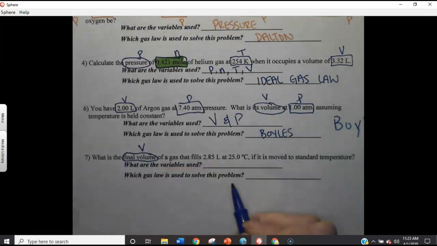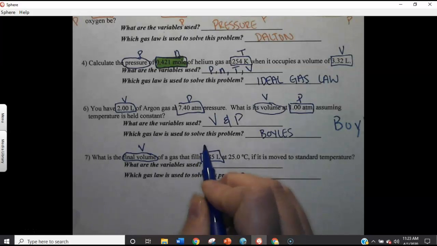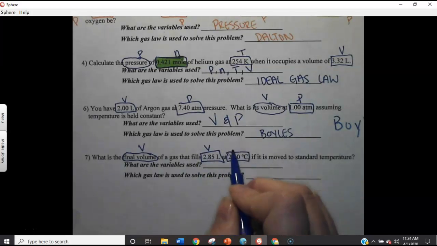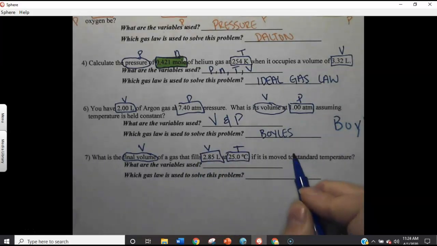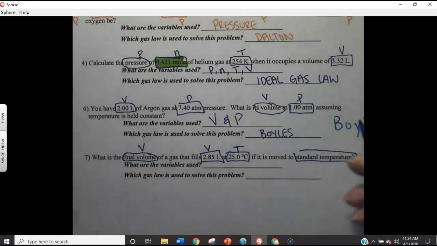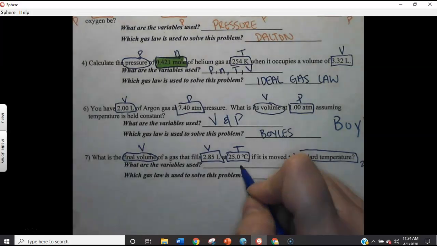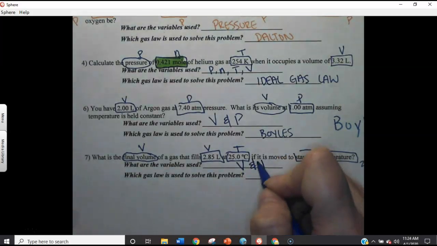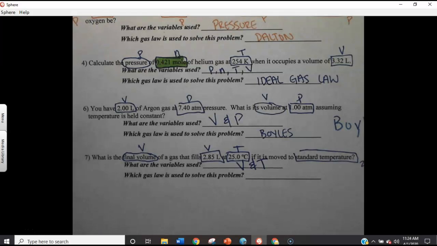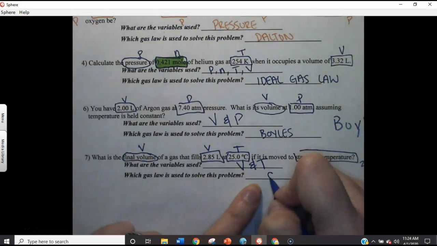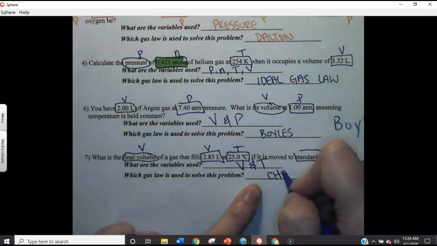What is the final volume? Okay, so there's a volume of a gas that fills some liters, a volume. Celsius is a temperature, and we're moving it to standard temperature, which is 273 Kelvin. So I have 2 volumes and 2 temperatures. Volume and temperature has a direct relationship because it's DirecTV. And who watches DirecTV? Why, Charles, of course.